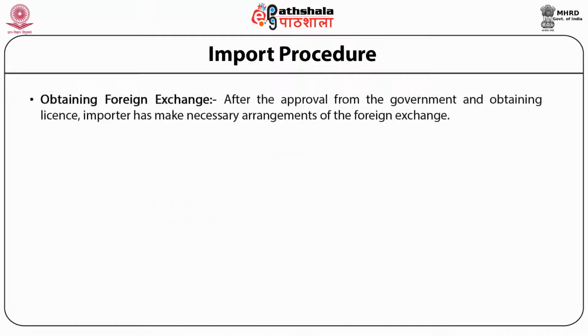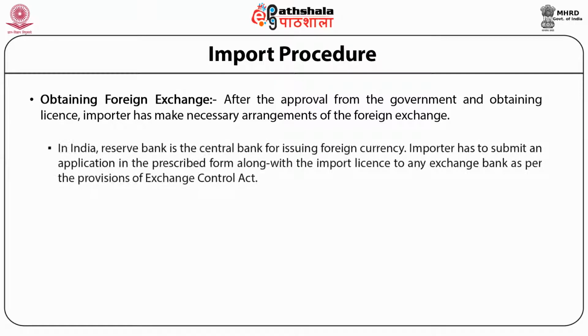Third is obtaining foreign exchange. After the approval from the government and obtaining the license, importer has to make necessary arrangements of the foreign exchange. Depending upon the terms and conditions of import, if the payment has to be made in foreign currency of the exporter, then importer has to apply to the exchange bank for foreign currency. In India, Reserve Bank is the central bank for issuing the foreign currency.